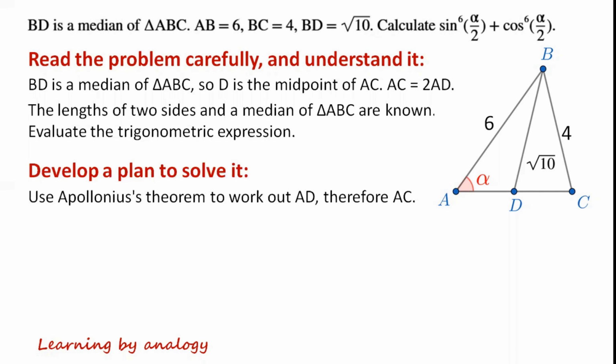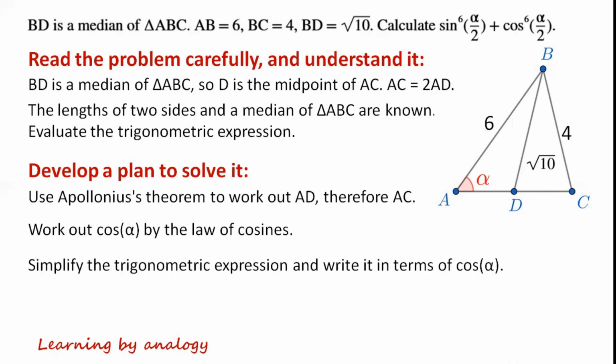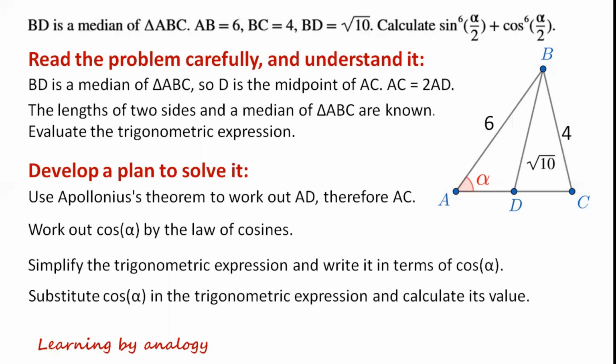Use Apollonius' theorem to work out AD and therefore AC. Work out cosine alpha by the law of cosines. Simplify the trigonometric expression and write it in terms of cosine alpha. Substitute cosine alpha in the trigonometric expression and calculate its value.